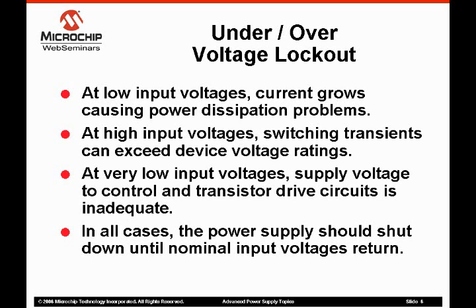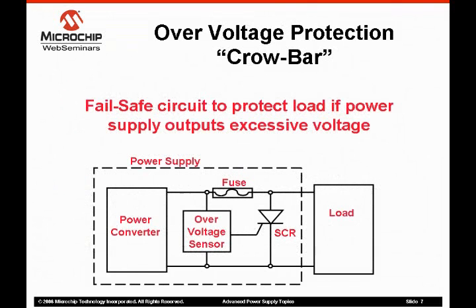When the input voltage to a power supply is out of specification, the safest response is to turn off the power supply until input conditions improve. Overvoltage circuits provide protection for the load in the event of failure of the power supply.